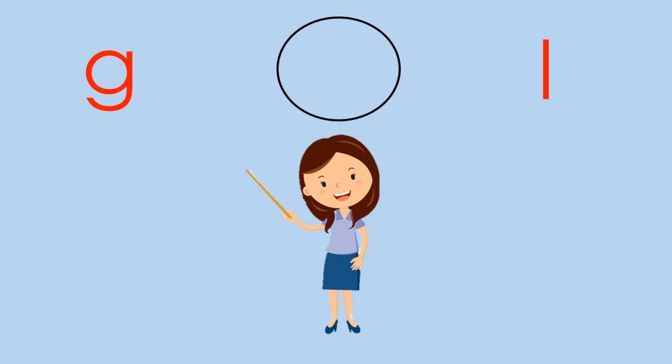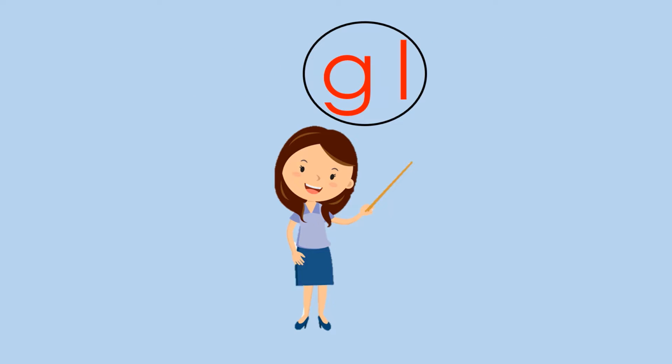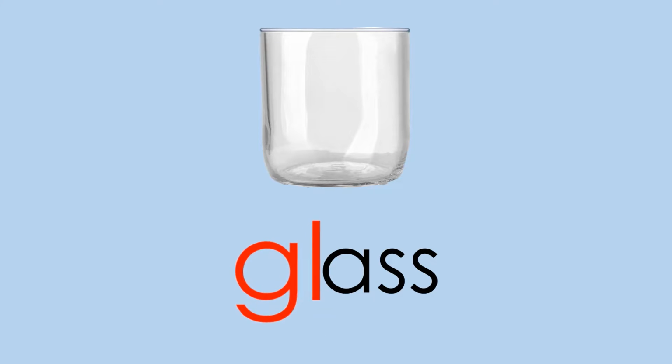Now we are going to blend G and L. G, L, gl. G, L, gl. Gl as in glass. Gl, gl, glass.